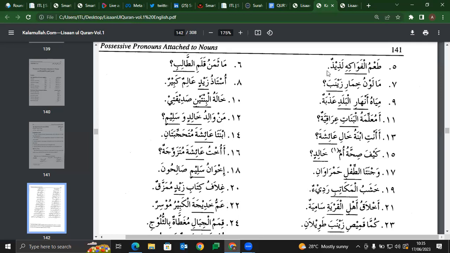Okay, go on. ما ثمن كلام الطالب. Again, kalam is the mudaf, talibi is the mudaf ilayhi. So ما ثمن كلام الطالب. So it will be... no, no, thaman. There are two mudaf ilayhi there.